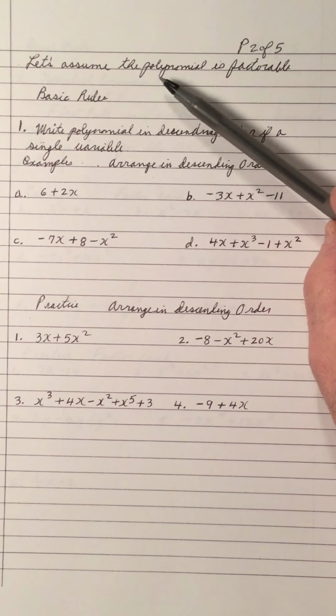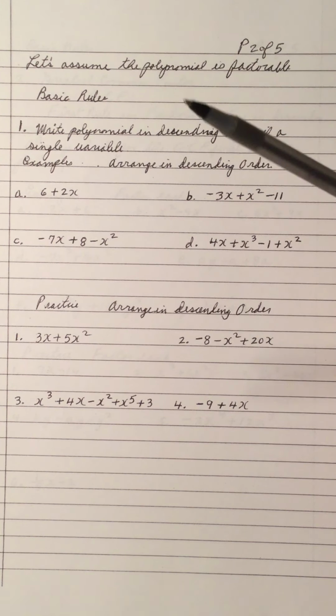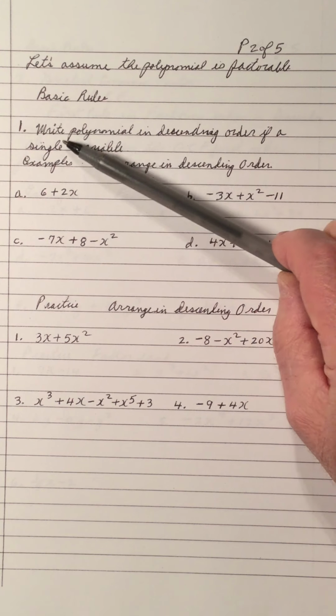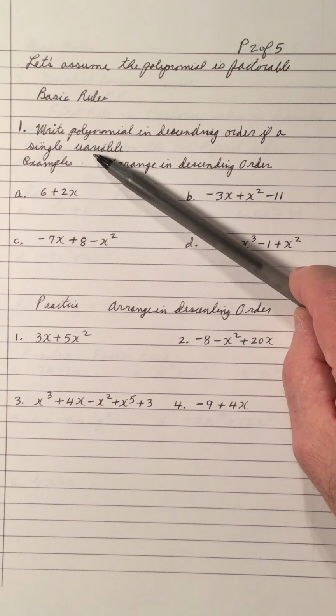Let's assume the polynomial is factorable. If the polynomial is factorable, then I always follow these basic rules, and let me outline them and go through them. Basic rules. Number one, write the polynomial in descending order if it has a single variable.